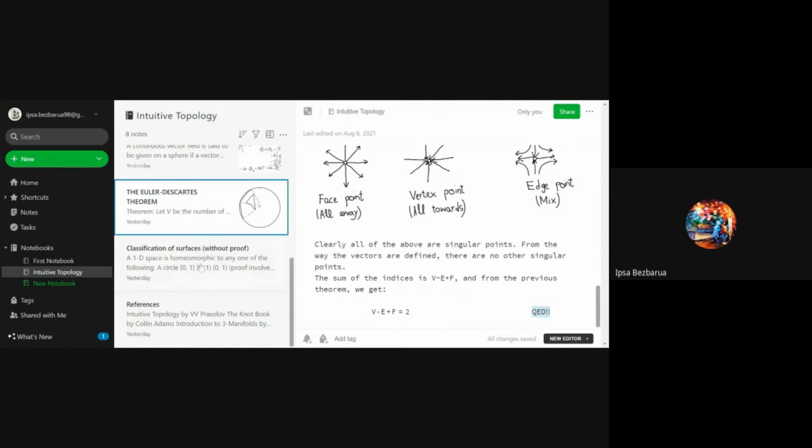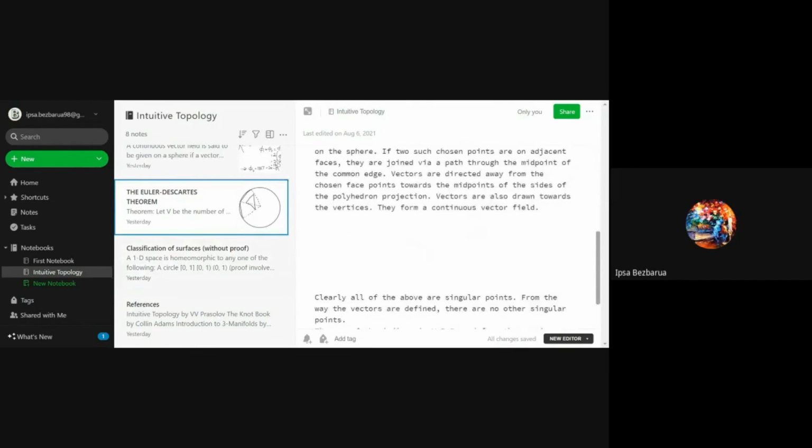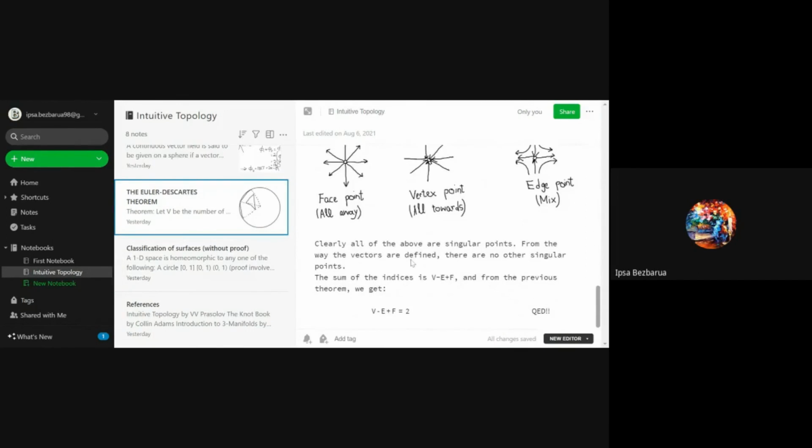And with that, we end the second section of the second part of the talk, and basically the main talk itself, because next I'll just be talking about the classification theorem for surfaces. But before that, do you have any questions on this theorem, on the proof of this theorem? Anyone?